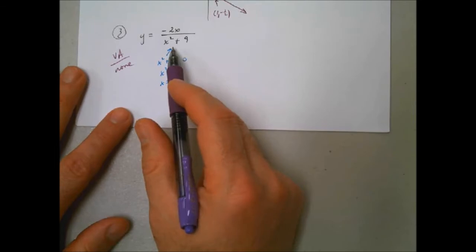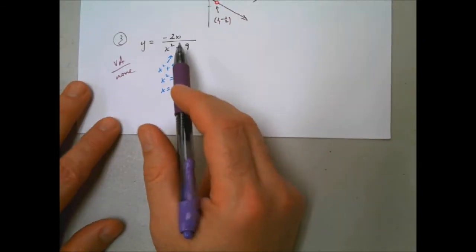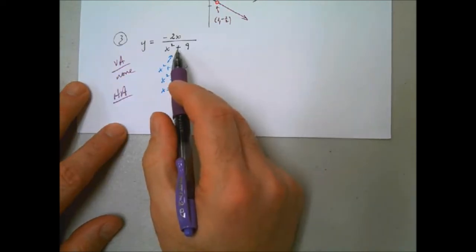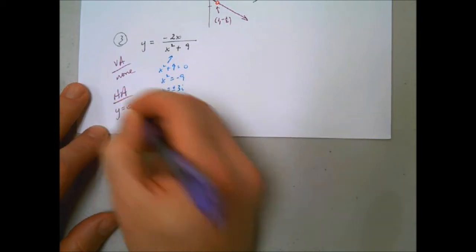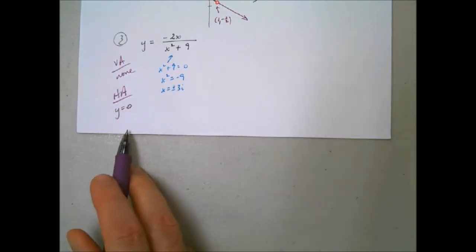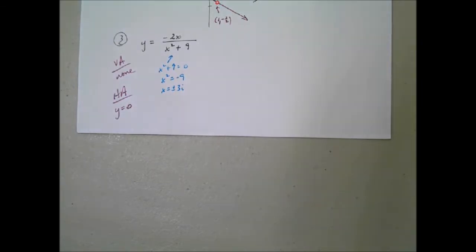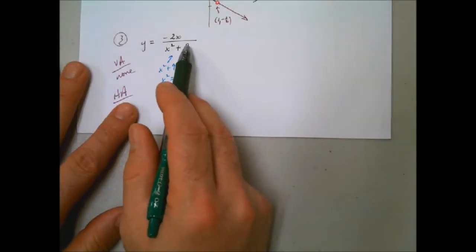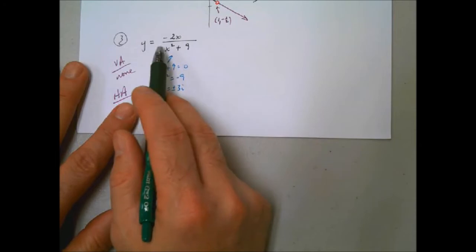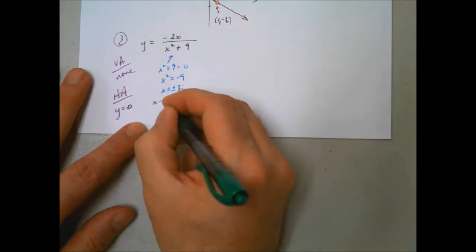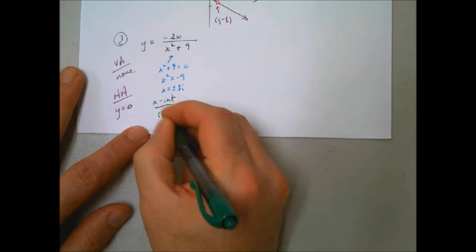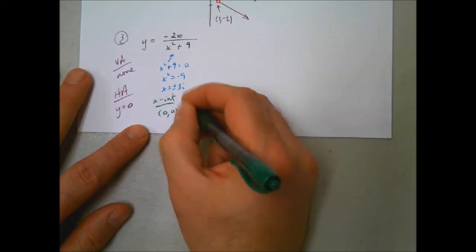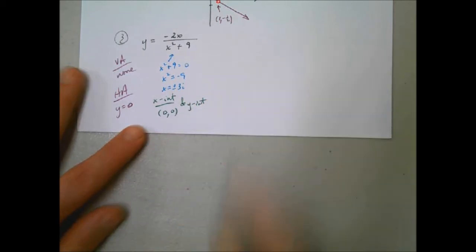Are there any other types of asymptotes? Well, there could be, because we still have x's in the denominator. It didn't reduce. So what about horizontal? Well, it is bottom heavy, so the limit as x goes to infinity is 0, so y equals 0 is my horizontal asymptote. X-intercept. If I set y equal to 0, could this fraction equal 0? Yes, if negative 2x equals 0. So x-intercept 0, 0. If x equals 0, by the way, that's also a y-intercept.